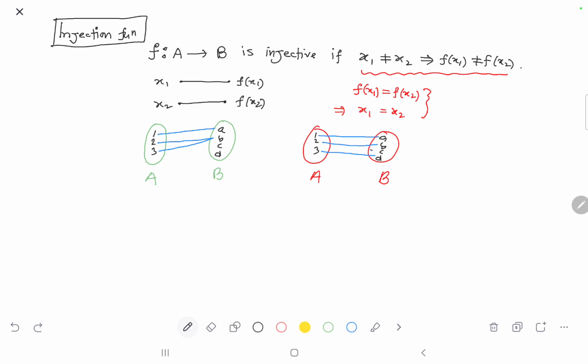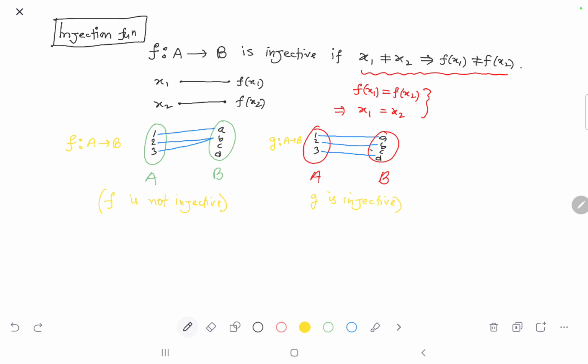Which one is injective? Let's say f from A to B is given by this, and g from A to B is given by this way. Check which one is injective. F is not injective, because 2 and 3 are different but their images are the same. G is injective.